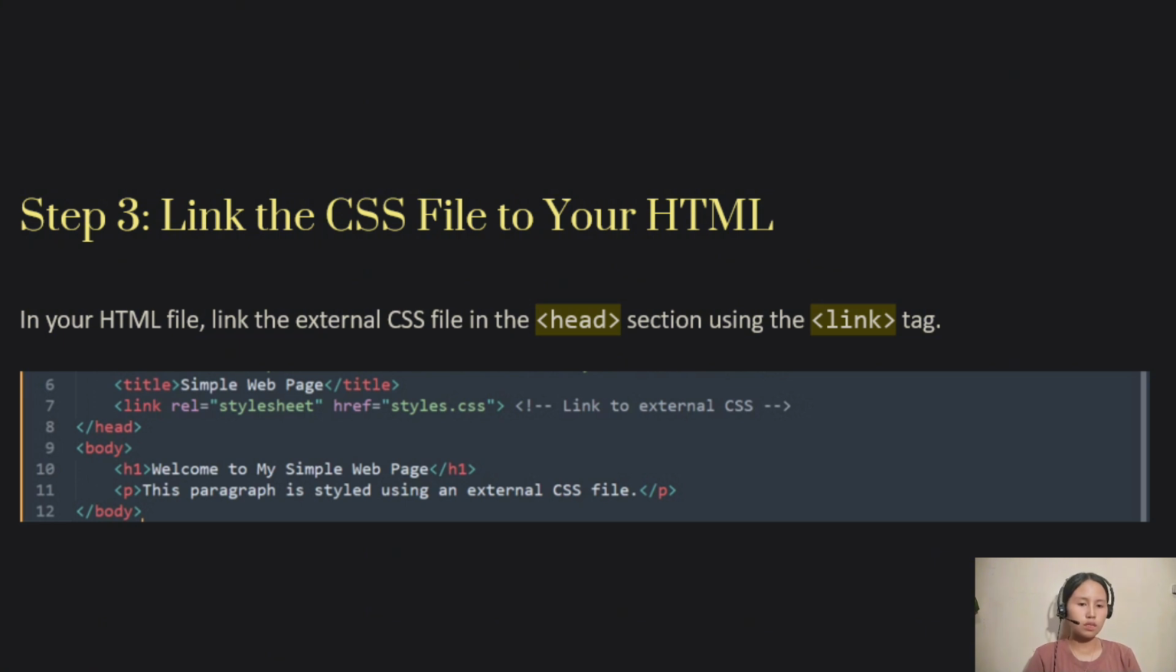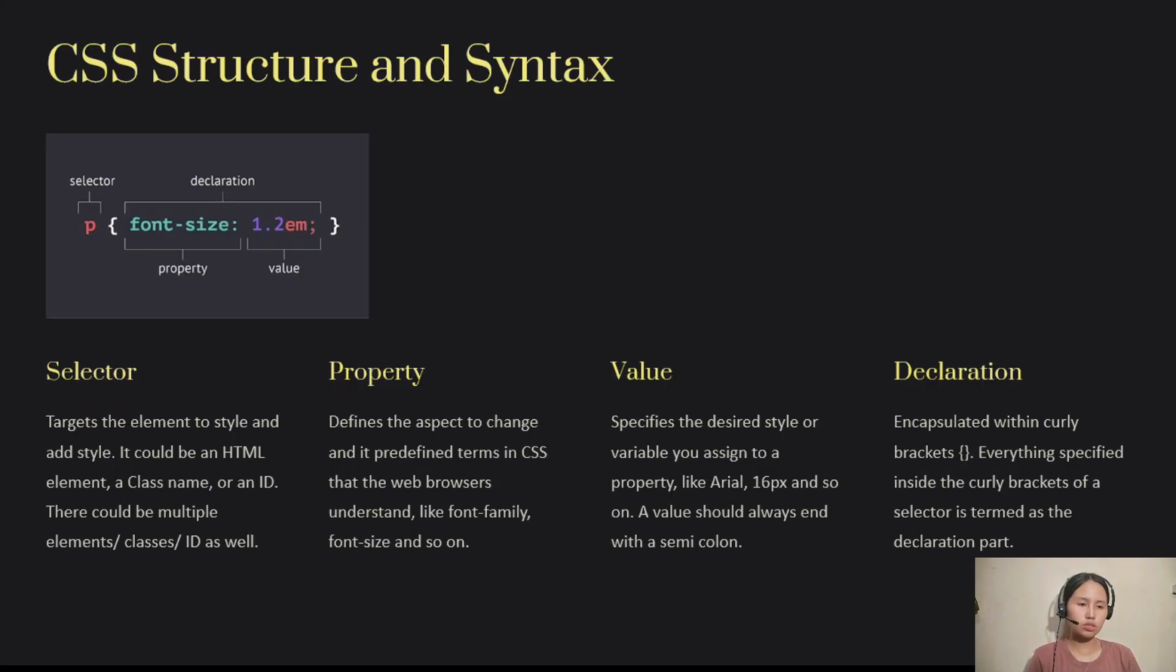Then let's proceed to CSS structure and syntax. So there are 4 parts of CSS structure and syntax. The first one is selector. It targets the element to style. It could be an HTML element, a class name, or an ID. There could be multiple elements, classes, or IDs as well.